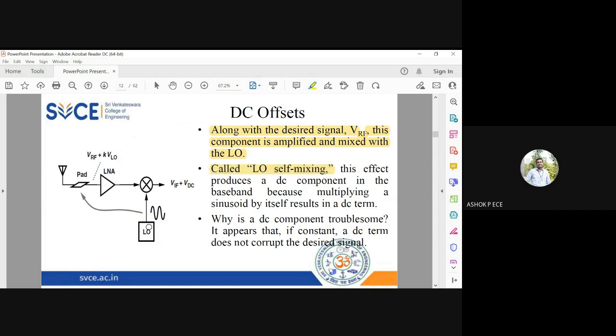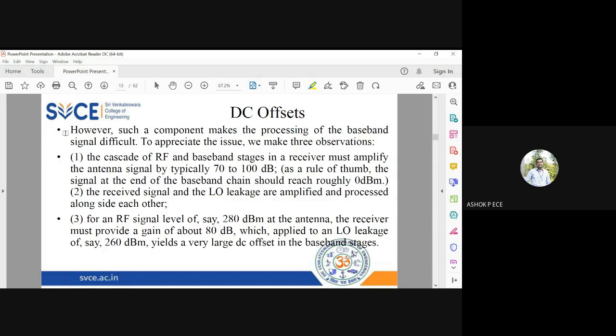Before actual mixing happens, the LO mixing happens because of LO leakage, even before the mixer. So it is called LO self-mixing, and multiplying a sinusoid by the same term will result in DC only. Actually, I am multiplying the sinusoid by itself, so it will result in a DC term. This DC term is troublesome. It looks like I am just adding a DC signal, and it is not going to corrupt my signal. No, such a component will make the processing of the signal difficult.